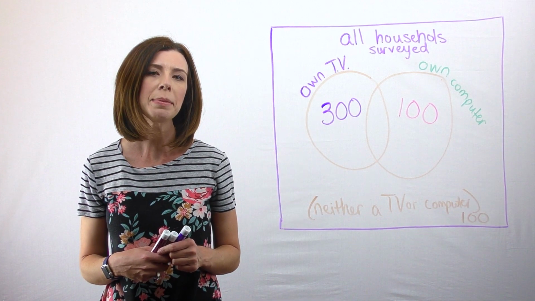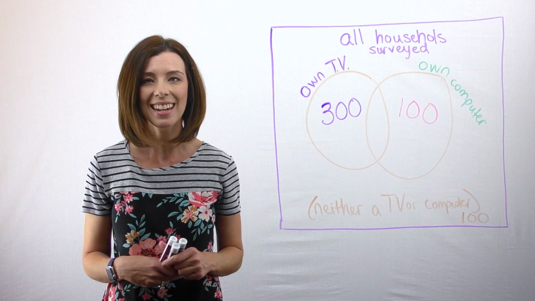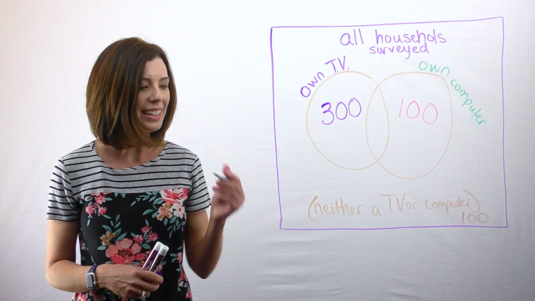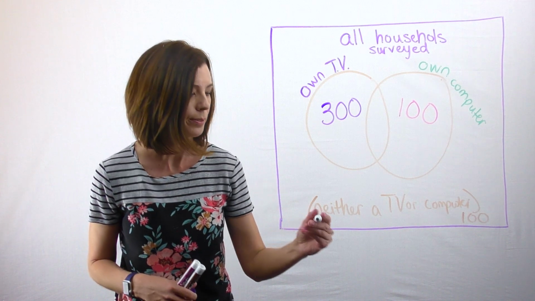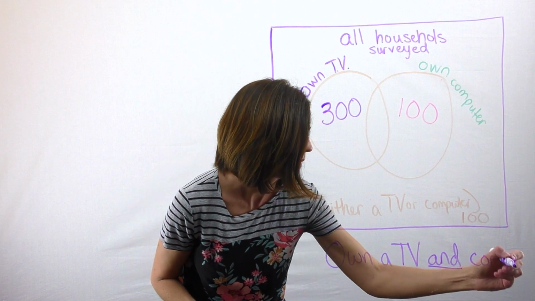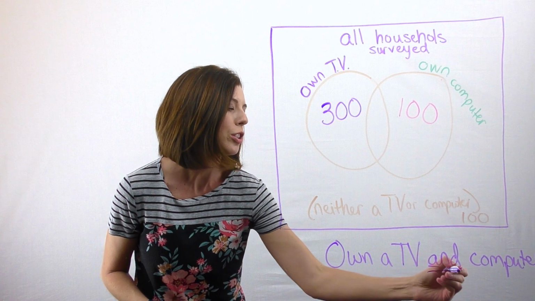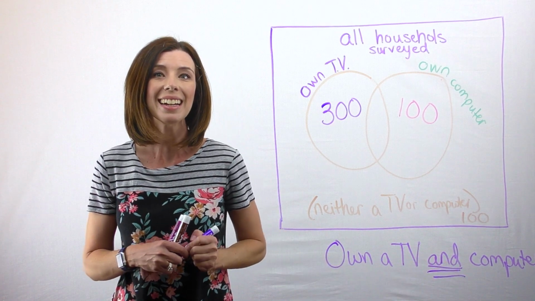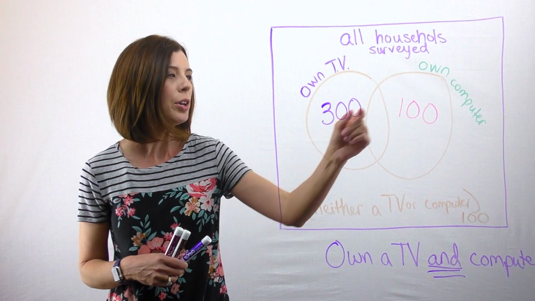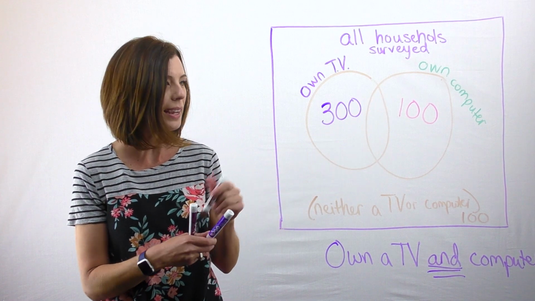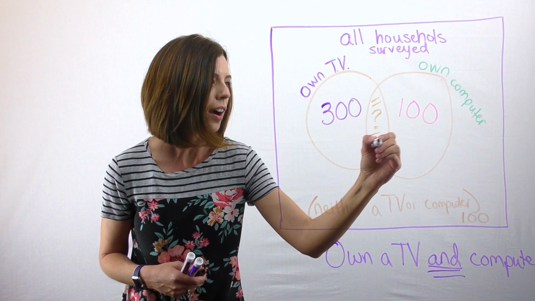Now the question asks me how many households own both a TV and a computer. Again, the key here is looking at, are we using and or or? Notice that I'm going to triple underline that word and, because that tells me that I'm looking for the intersection. I want to know the piece, this overlap right here. So I don't know what this is, and I need to figure it out.